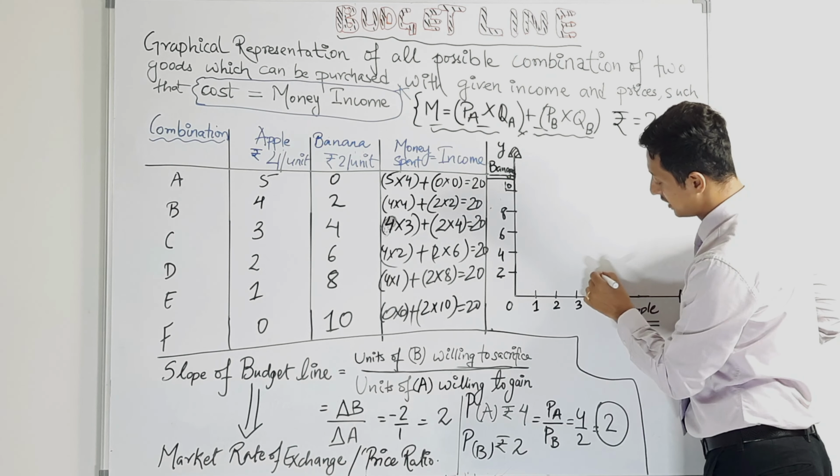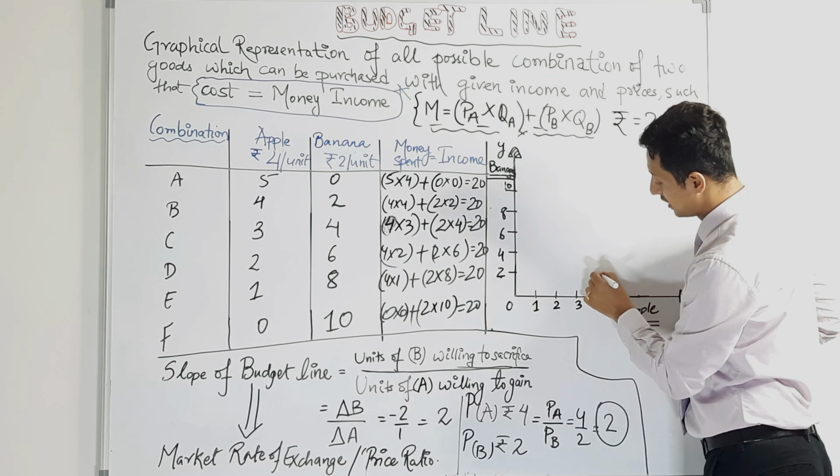we get the budget line. Okay, so A to F is the budget line. So these combinations that we can possibly buy is shown through this graphical representation. Now let us see what the slope of a budget line is.